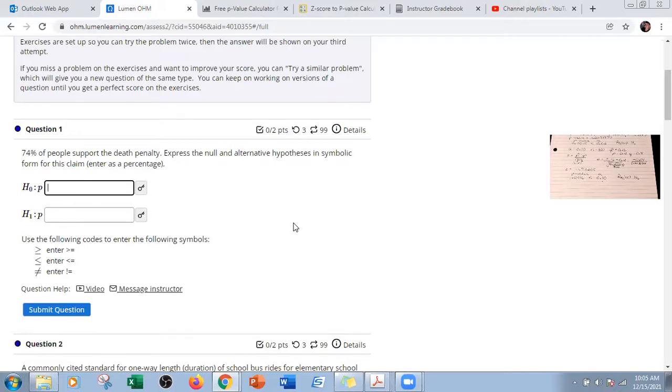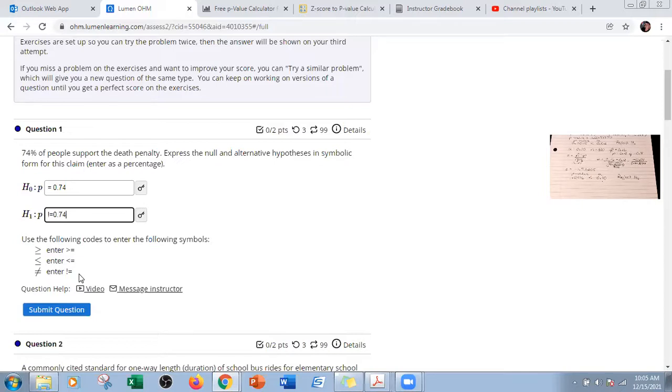Wouldn't it be 0.74? For sure. And the other thing we need is notation in front. So I would say P is equal to 0.74, and then P is not equal to 0.74. Because we want not equal to, it says enter exclamation point equals, that's what represents not equal to, and then we'll type in 0.74.